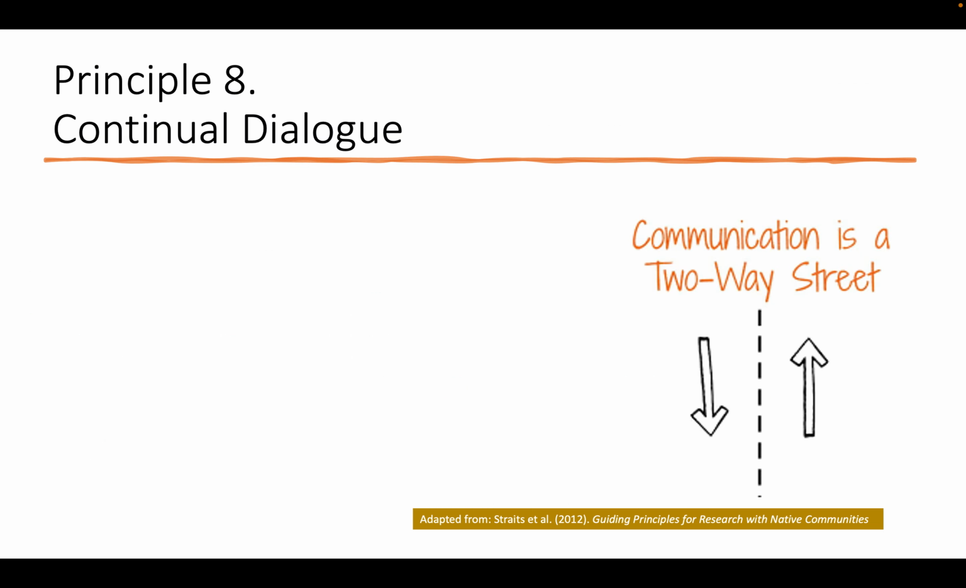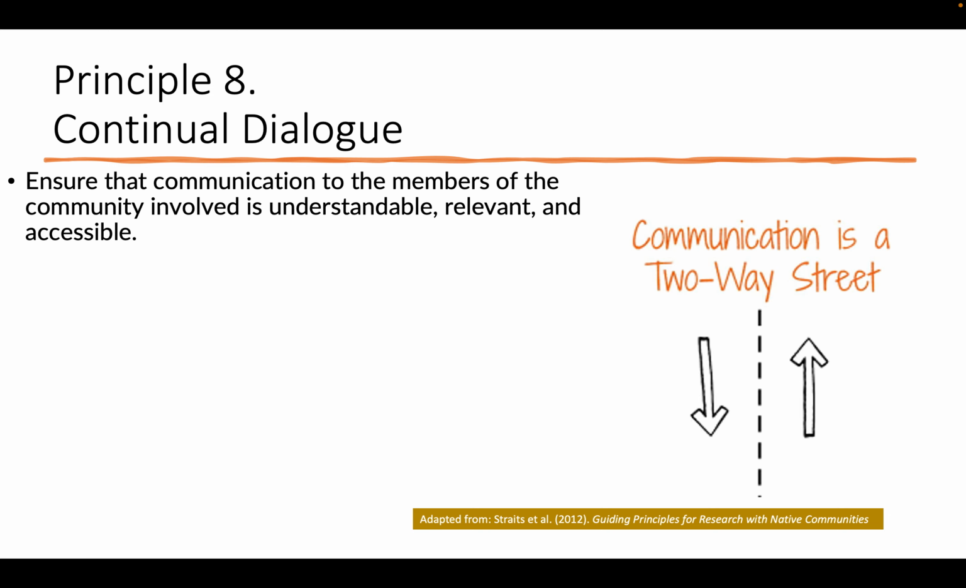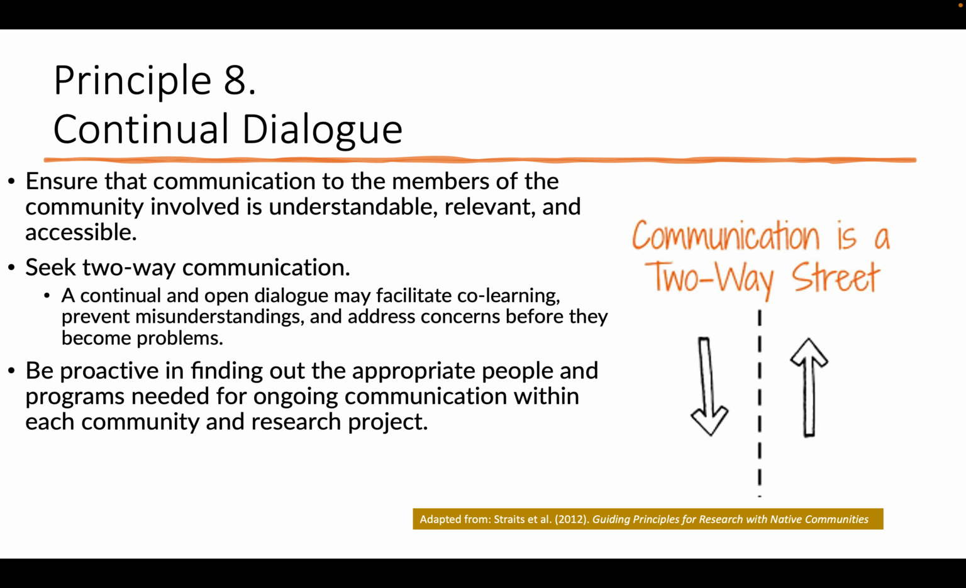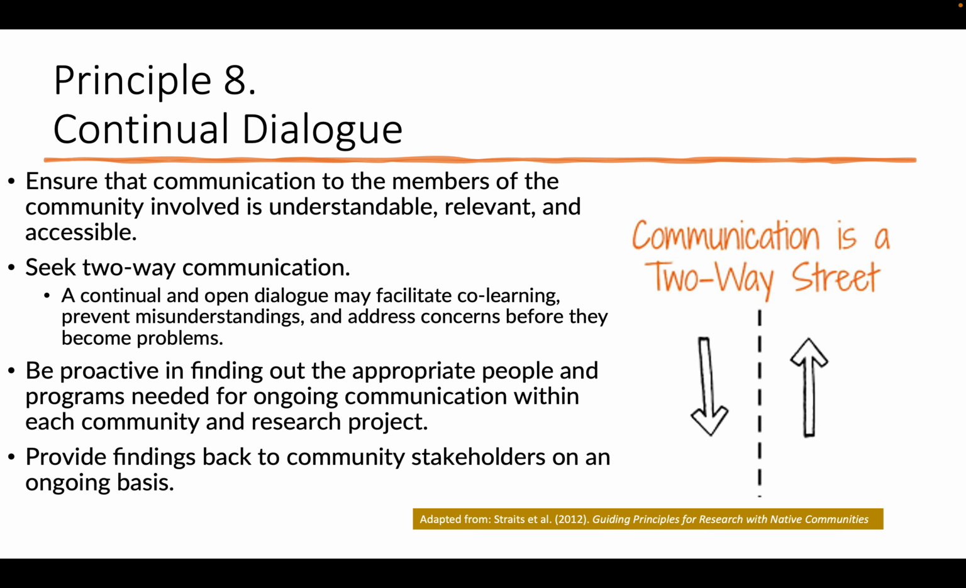Principle 8, continual dialogue. Ensure the communication to the members of the community involved is understandable, relevant, and accessible. Seek two-way communication. A continual and open dialogue may facilitate co-learning, prevent misunderstandings, and address concerns before they become problems. Be proactive in finding out the appropriate people and programs needed for ongoing communication within each community and research project. Provide findings back to community stakeholders on an ongoing basis.